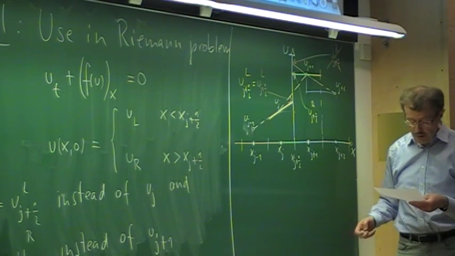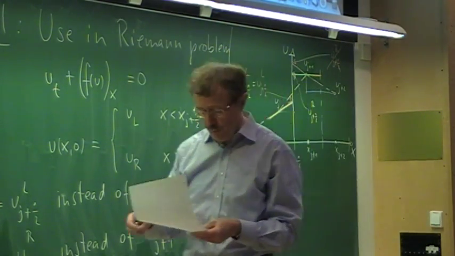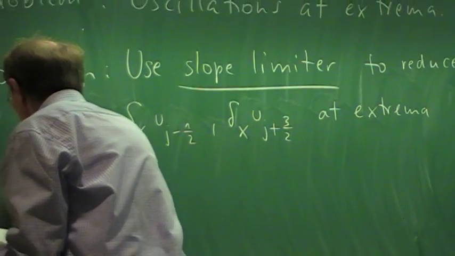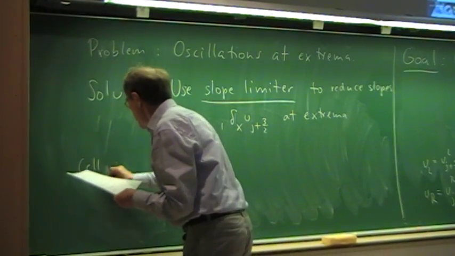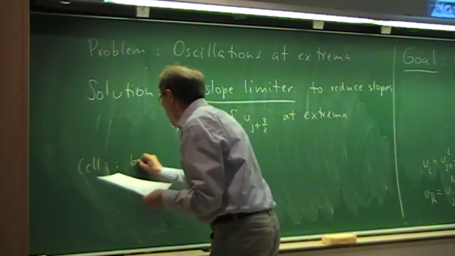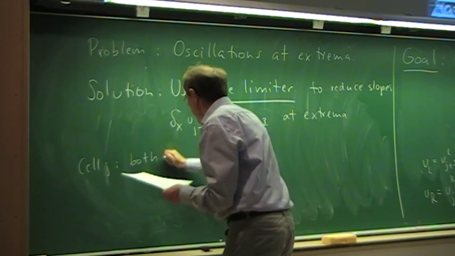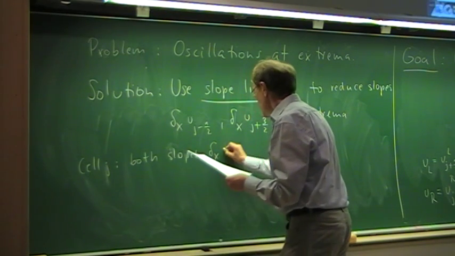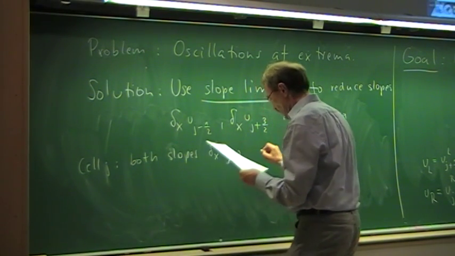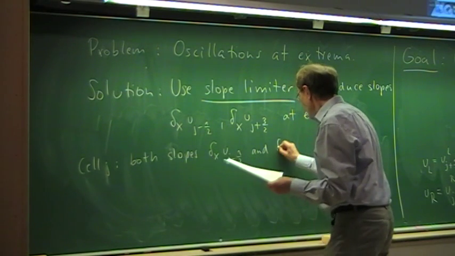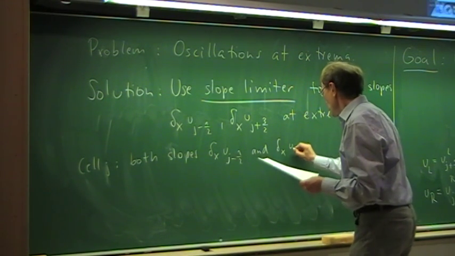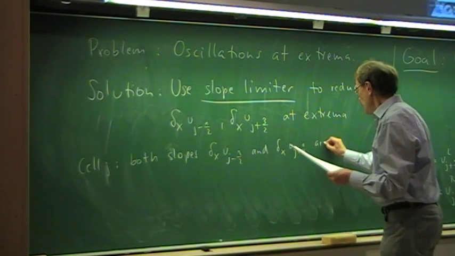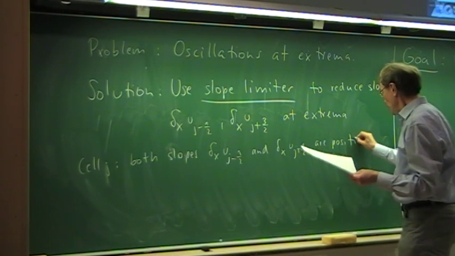So now we want to formulate that in mathematical terms. That is cell J, what we just discussed. We had both slopes: the delta x that we originally used, J minus 1/2, and the slope that we now also consider, the slope across the face, J plus 1/2. They both are positive in our example.